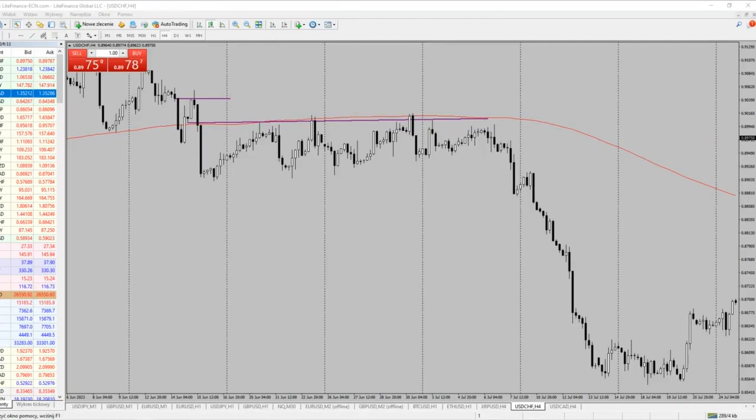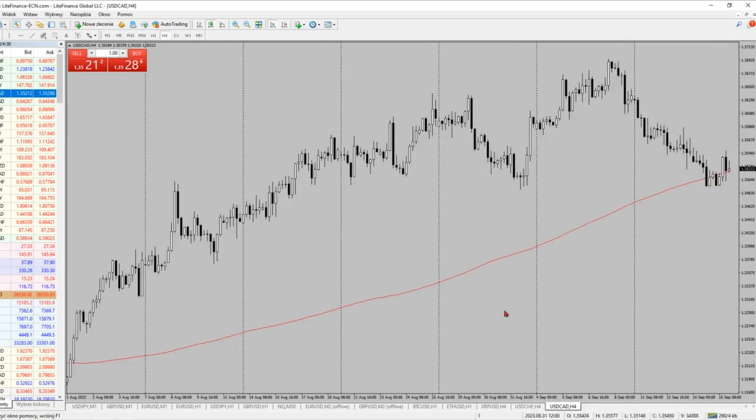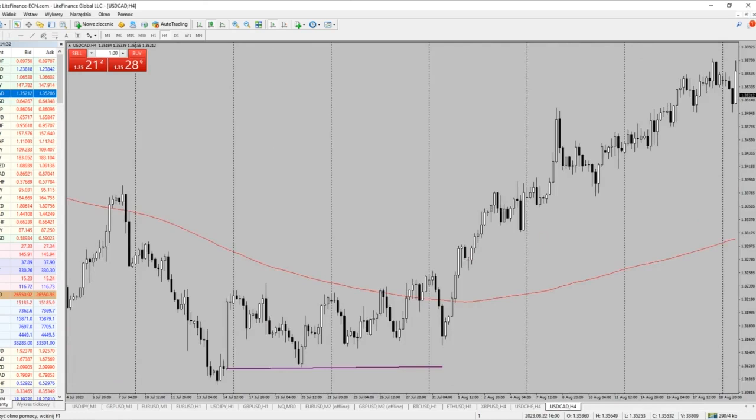Okay, so let's have a look at what we have. We are going to look for either making the lower low, as we have here and here, or looking for the higher low, as we are going to have, for example, here. That's going to be very important.